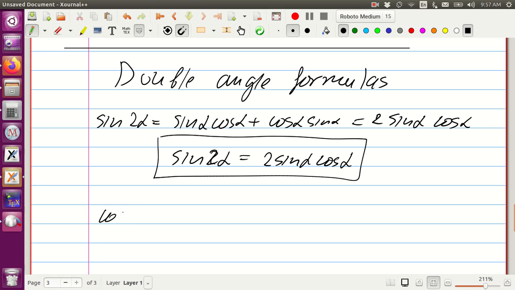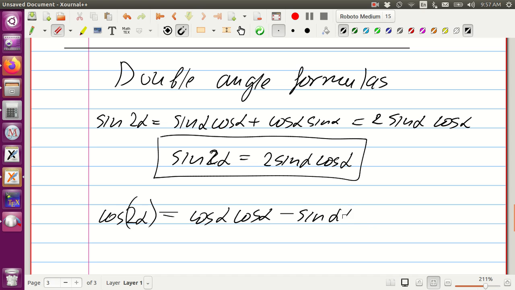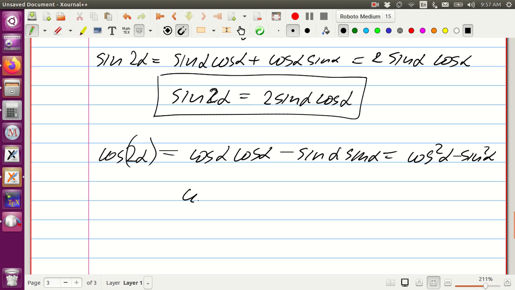And for cosine, you can use a similar idea. Cosine of 2 alpha will be, so it's a sum formula, so it's cosine cosine minus sine sine. So we get cosine squared of alpha minus sine squared of alpha. So let's put it down as a formula. Cosine of 2 alpha is equal to cosine squared of alpha minus sine squared of alpha.